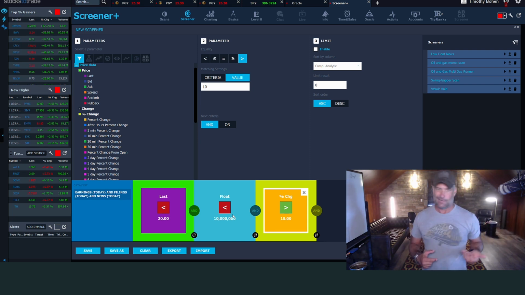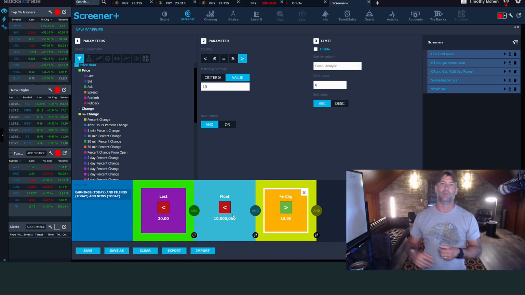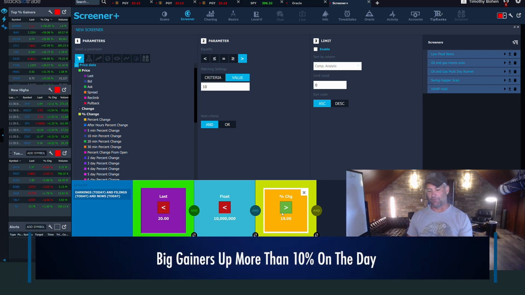Even if you're talking less than 100 million, still low float-ish, you'll hear me say. So basically, less than 10 million would be what I would consider a true low float. Less than 100 million is low float-ish. That's my jargon, okay? Then we're just looking for big gainers, up more than 10% on the day.